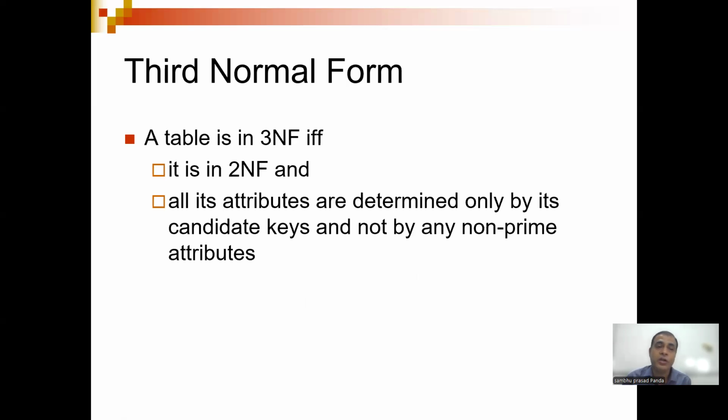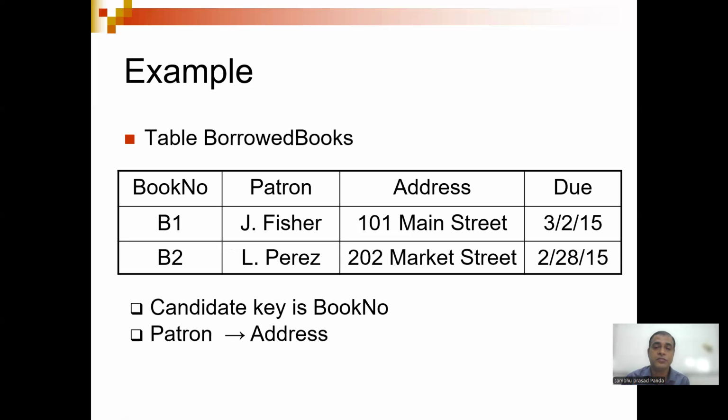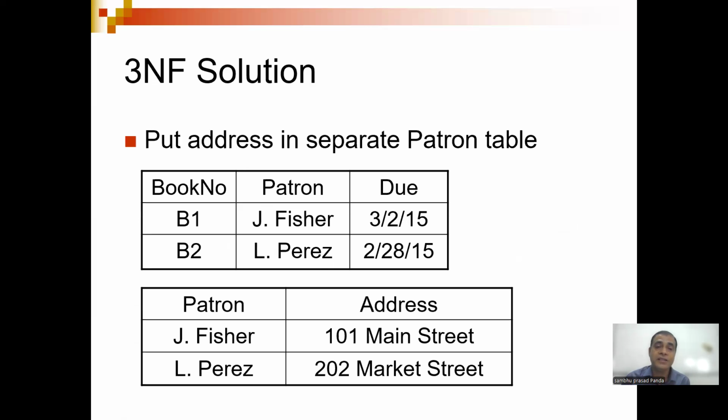Third normal form. What is the definition of third normal form? A table is in third normal form if it is in 2NF and all its attributes are determined only by its candidate keys and not by any non-prime attributes. And it has no transitive dependency. This is the data. The candidate key is book number. Patron determines address. So that's why address is taken in a separate table. Here some of the data is removed. Redundancy is removed. That's why it is somehow better. No repetition.